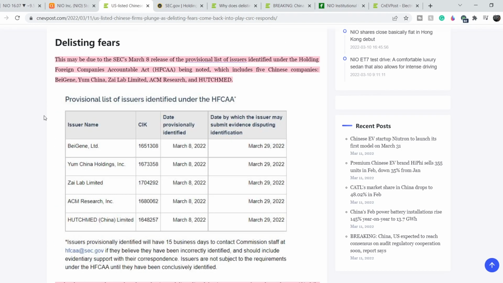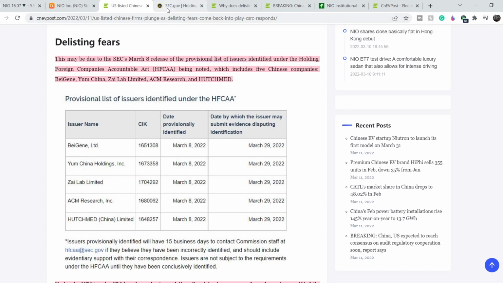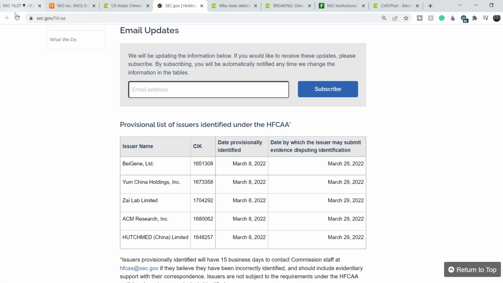And let me show you this. This may be due to the SEC's March 8th release of the provisional list of issuers identified under the Holding Foreign Companies Accountable Act, HFCAA, which includes 5 Chinese companies. And here is the list of these companies, and by the way, you can find this list on the official sec.gov website. These companies are not so famous, I have to say. Actually, I don't know these companies at all.